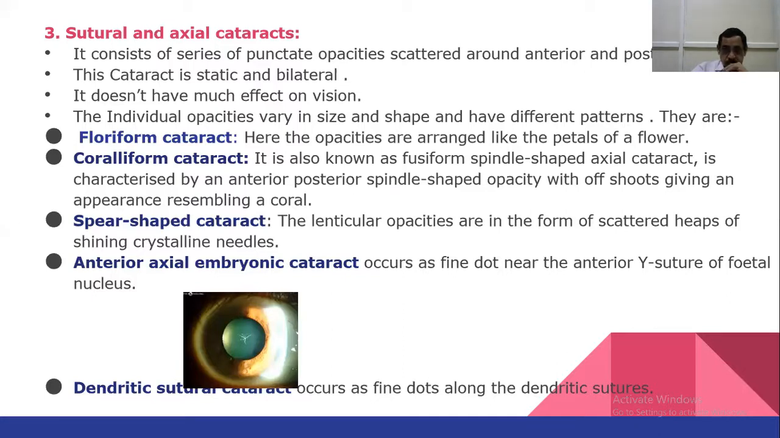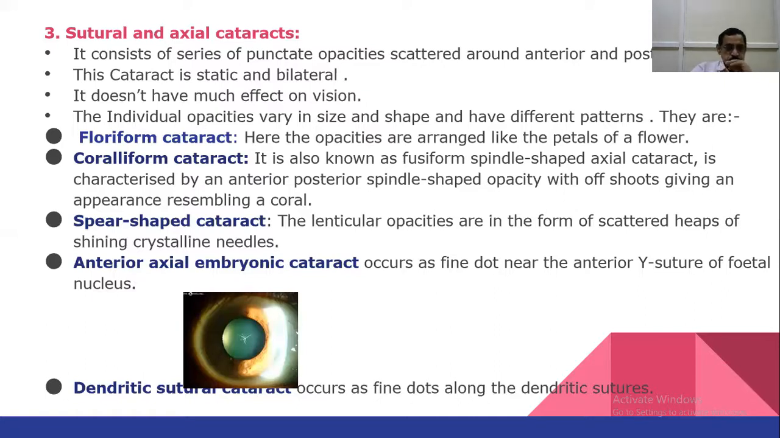Coralliform cataract, it is also known as fusiform spindle-shaped axial cataract. It is characterized by an anterior posterior spindle-shaped opacity with offshoots giving an appearance resembling a coral. Spear-shaped cataract: the lenticular opacities are in the form of scattered heaps of shining crystalline needles.